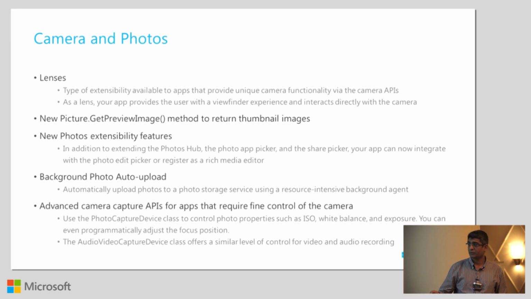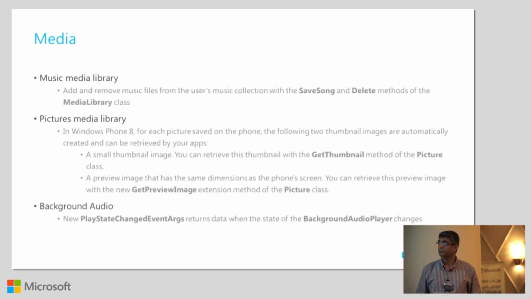And then we have advanced camera capture APIs. So for example, if you want in your application to set the ISO, have low-level capture capabilities for your camera, you can do that with the APIs that we provide. Similarly, we will not go into details. You have more capabilities on the music, the pictures library, and the background audio.